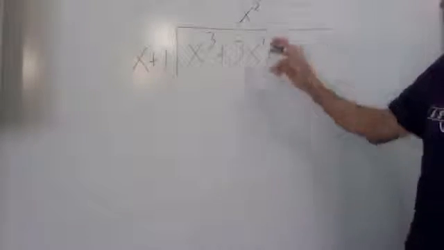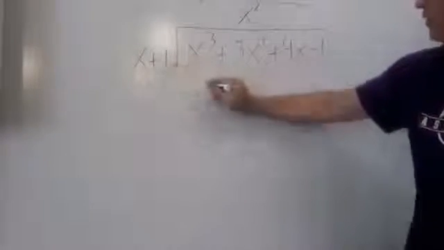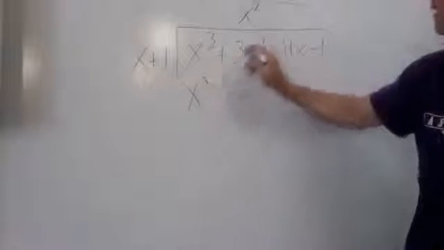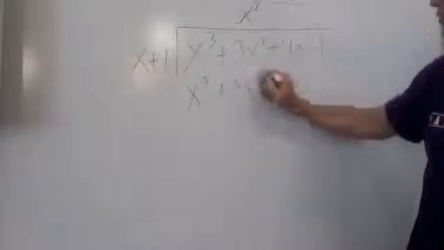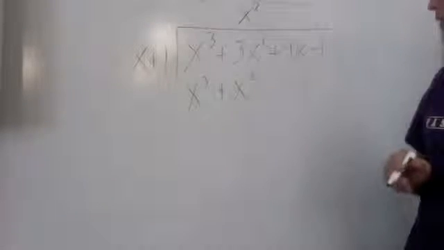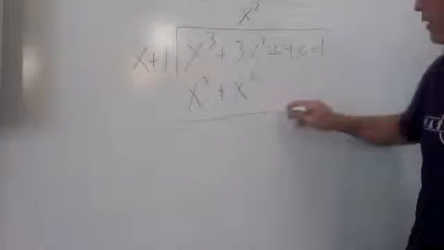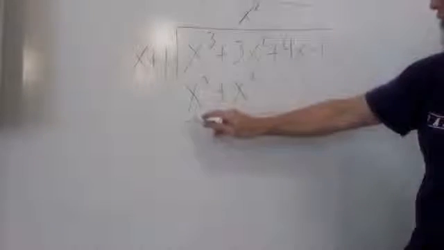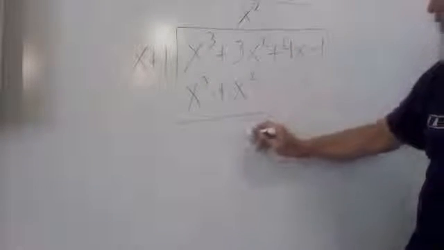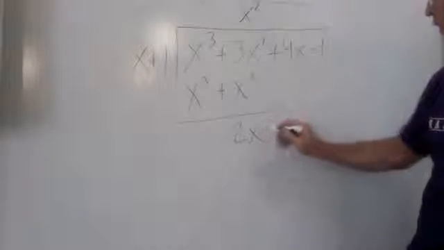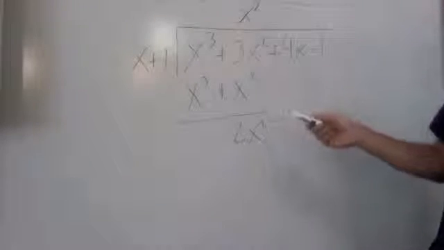And let me show you why. Let's try it. x squared times x gives you x cubed. And x squared times positive 1 gives you x squared. Well, that takes care of at least one of our numbers here. So when we subtract, this is going to go away, and 3x squared minus x squared gives you 2x squared. So we've made it a little more simple. What do you think we do next?